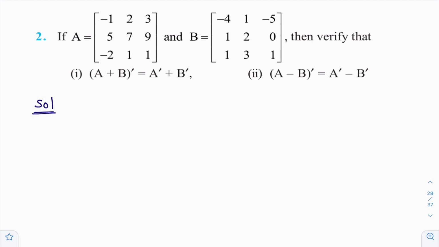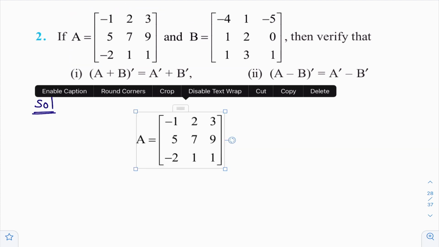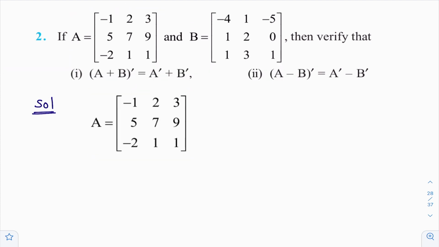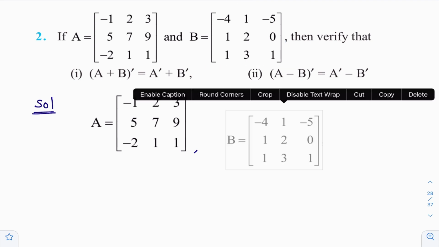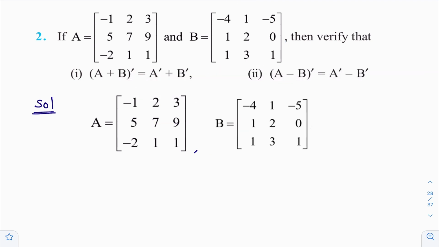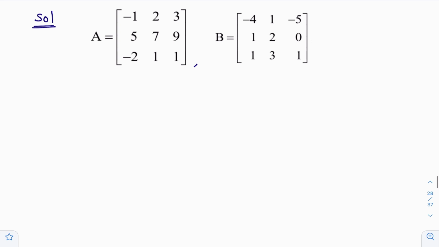They have given two matrices A and B. I'll write those two matrices. First, matrix A. This is matrix A. Now, I'll write matrix B. This is matrix B. Now, I need to verify this. So, my intention is to calculate (A plus B) whole dash. Left hand side part, I'll calculate first. To calculate (A plus B) whole dash, first I'll calculate A plus B.